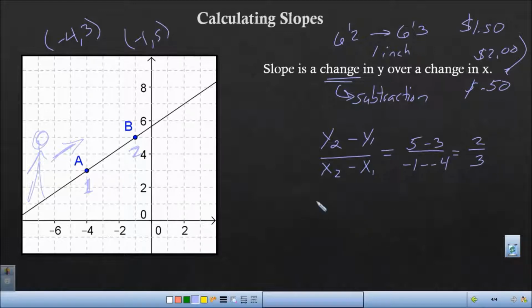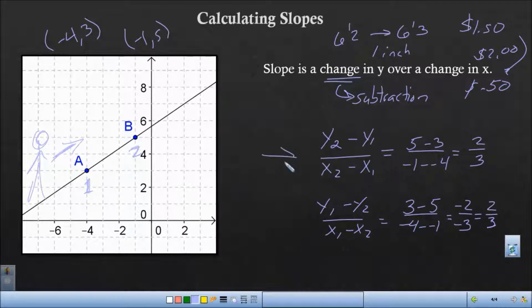So my slope is 2/3. Now, if I were to do this the other way around and go y1 minus y2 over x1 minus x2, look at the change. That would be 3 minus 5 over negative 4 minus negative 1. The difference is that I would get negative 2 on top and negative 3 on the bottom, which I then have to transform to 2/3. So if you take care and you do the second point first, your answer, at least for positive slopes, will be positive every time as we go from left to right across the graph. Otherwise, you're going to end up with negative over negative, and you have to change it to a positive. Both are correct, all right? Both are correct.